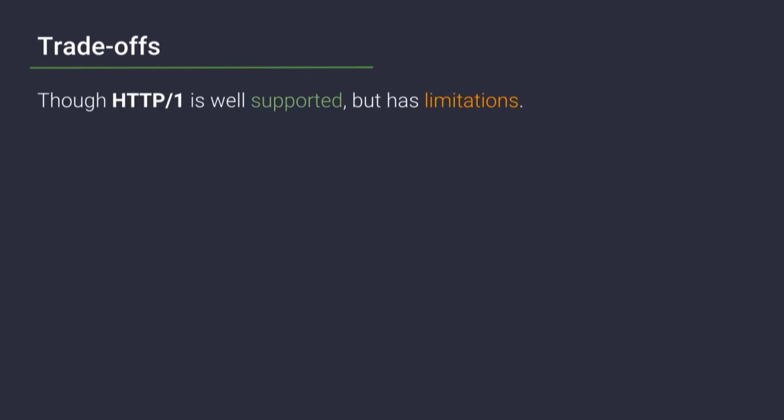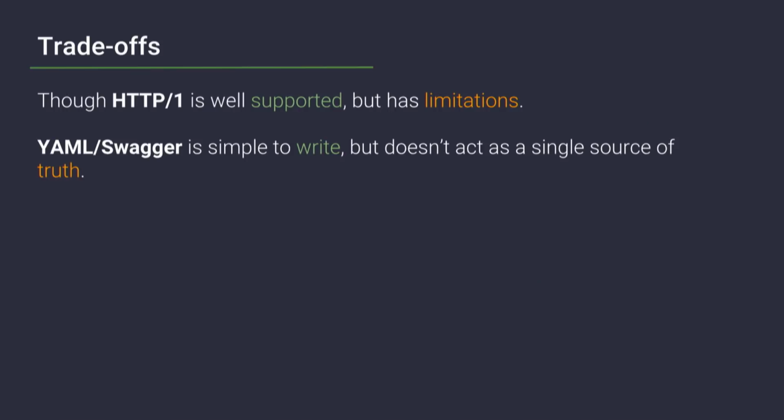Now, some of the trade-offs I'd like to point out here: HTTP1 is really well supported. Pretty much anything you come to will support it, but it does have some limitations, which I'll get into a bit later. Secondly, YAML and Swagger is pretty simple to write, but it doesn't act as a single source of truth. What I mean by that in this case is iOS, as given in my previous explanation, does not actually respect the YAML and Swagger definitions that we have.